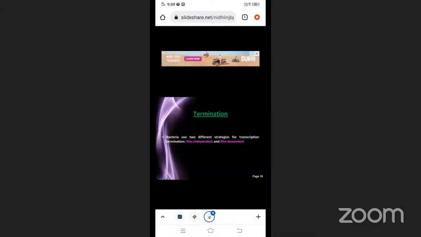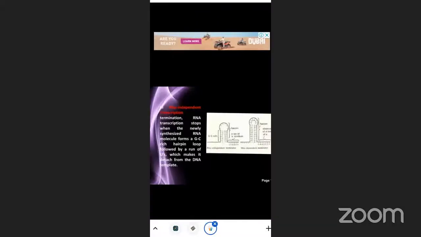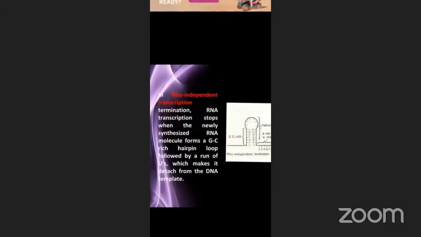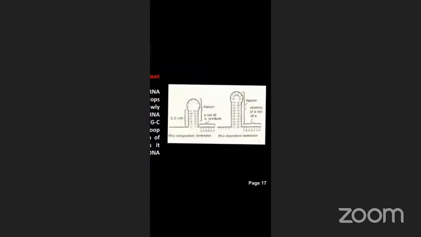So this is the termination, and translation means this one is here. So the translation can be split into four stages.